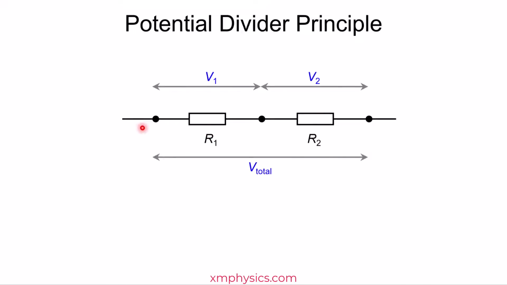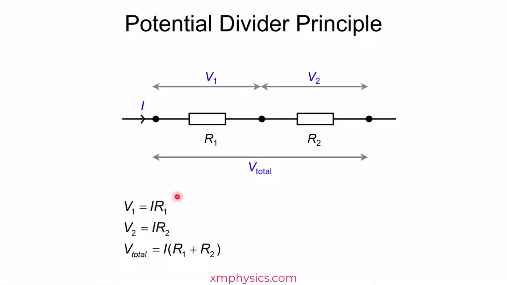First thing to note is that the current through both resistors is the same, right? There's only one path, they are connected in series. So let's say the current flowing through both of them is I. That means we can write V1 as IR1, and we can write V2 as IR2, and we can even write V total as IR1 plus IR2.